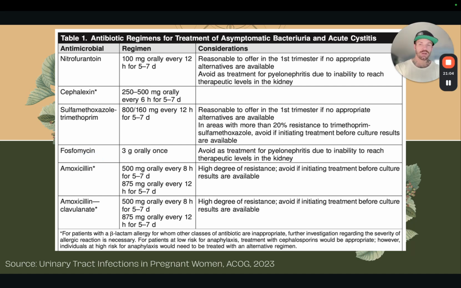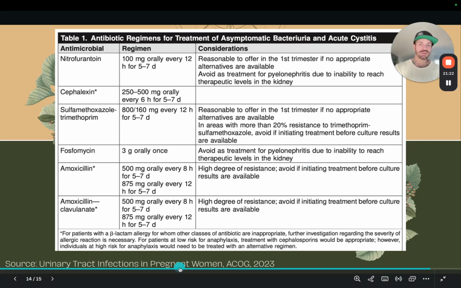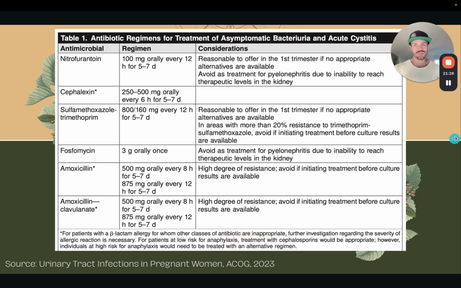So this is another little table from this ACOG document from 2023, which I'll include as a part of this presentation. You can use this and just take a look at it. You can see Keflex ranges from 250 to 500 milligrams orally every 6 hours, meaning 4 times a day, for 5 to 7 days. And I would base the dose and the duration of therapy on how likely I think the lower dose or the 5 days would clear this infection versus 7 days.